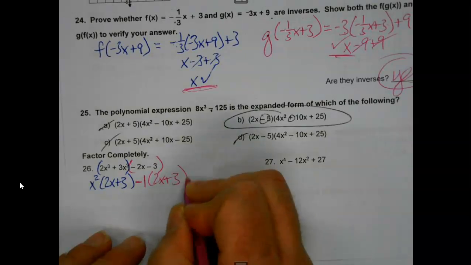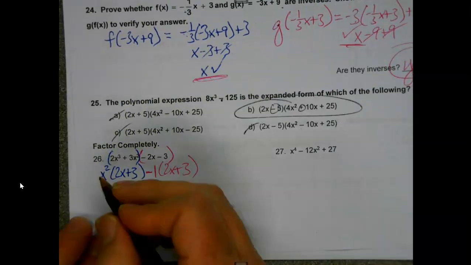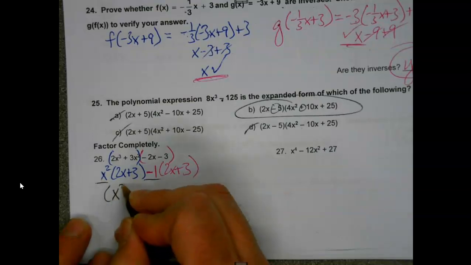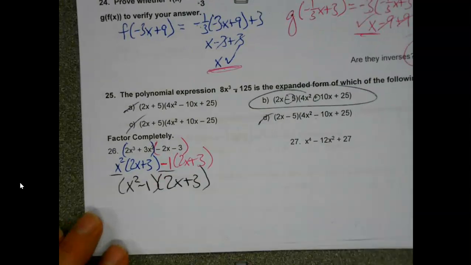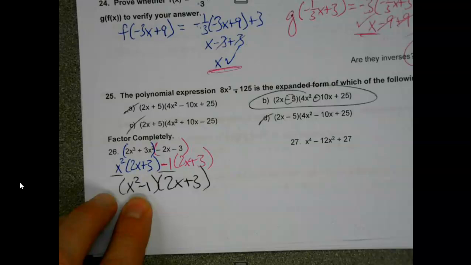2x plus 3. Oh, I see it coming. Hardy's trying to pull a fast one on you. Hardy, we're done. Circle it and go to 27. No, that's a difference of squares.